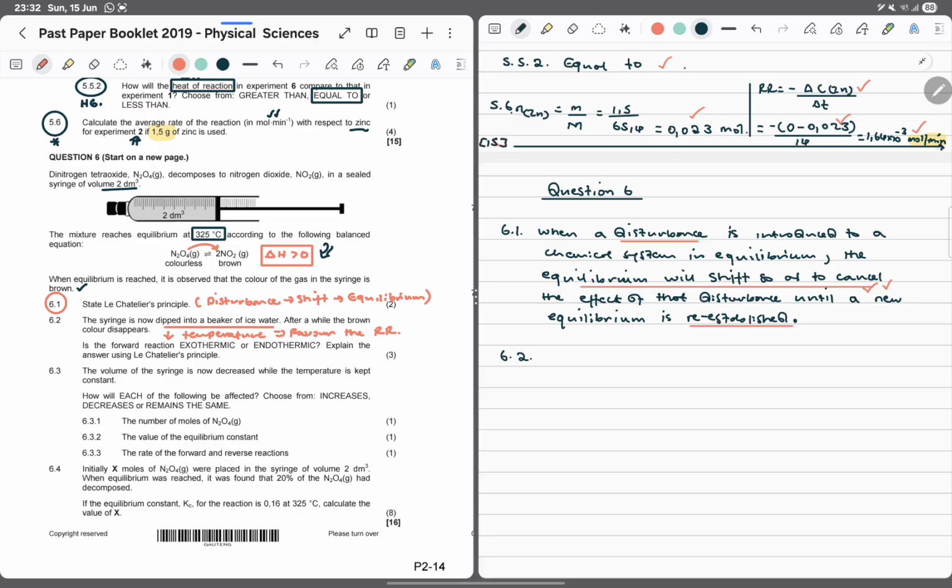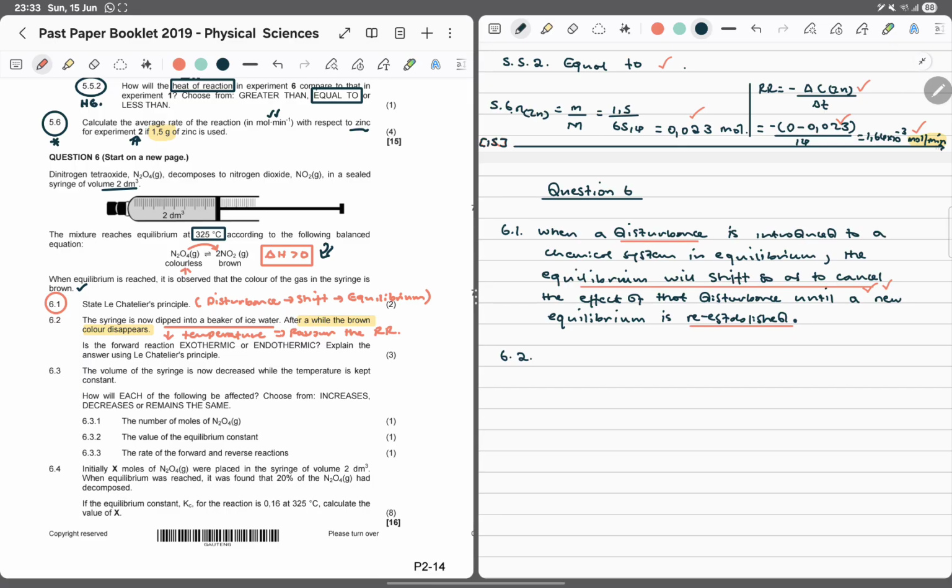So we will favor the reverse reaction. That is what is going to happen. Now the question says, after a while, the brown color disappears, meaning it turns to colorless. Or we say light brown if we want, because we're slightly getting colorless. So it disappears, and that means we really favored the reverse reaction. And remember, the reverse reaction has been favored here by a drop in temperature.